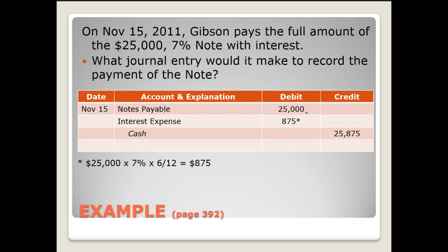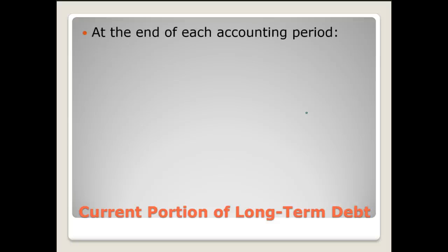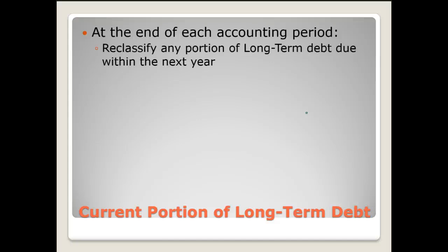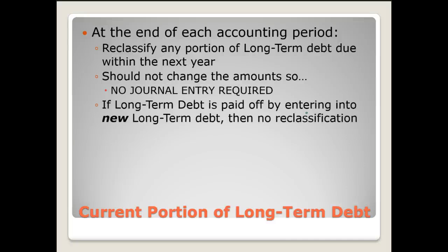Now, one other current liability that is common to see is the current portion of long-term debt. Remember, sometimes companies enter into long-term debt. We'll cover more of that in Chapter 9, but some portion of it may be due in any given 1-year period. So at the end of every year, a company is going to need to look at what is due in the coming year on any of its long-term debts, and it will need to reclassify them. It doesn't always require a journal entry, it's just a reclassification on the balance sheet, especially if the long-term debt is paid off by entering into new long-term debt.